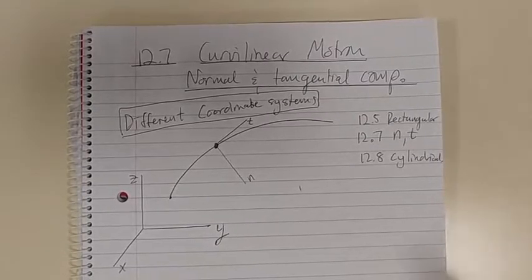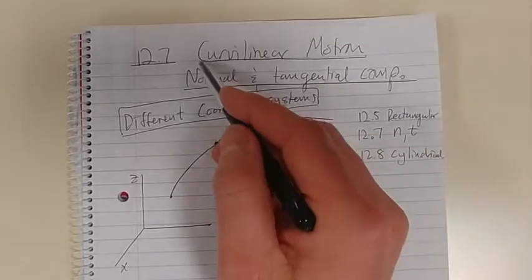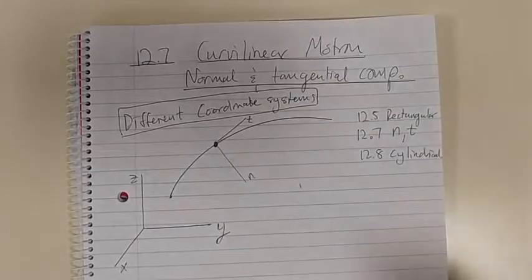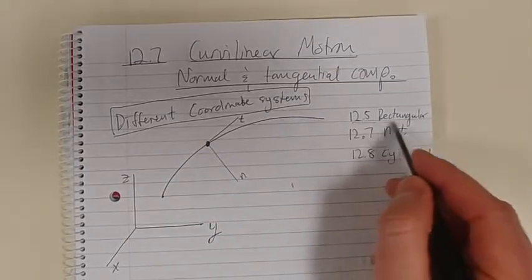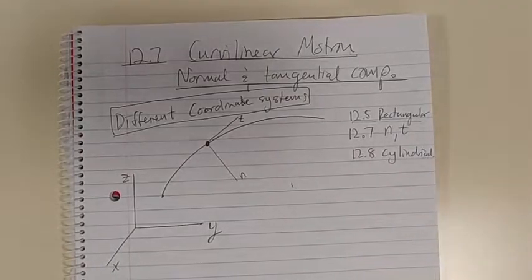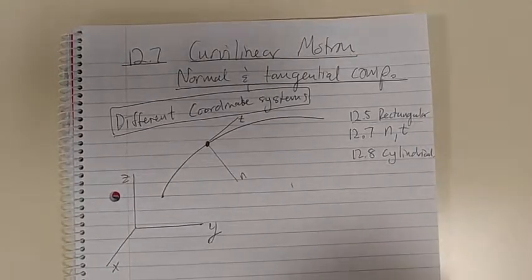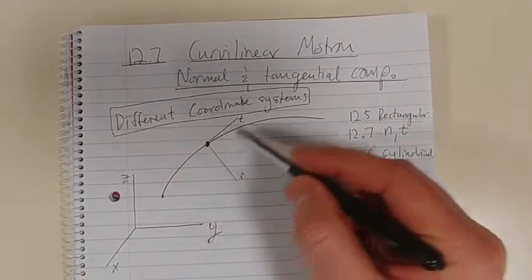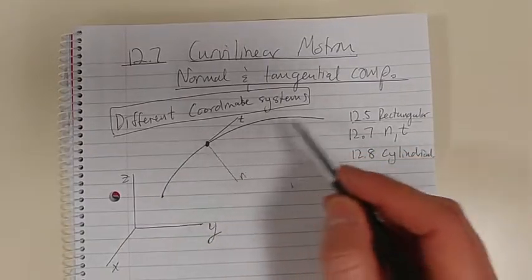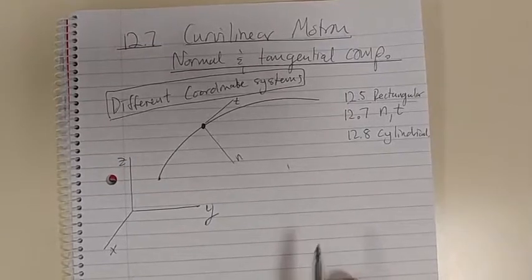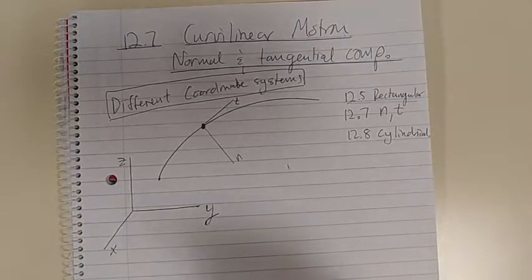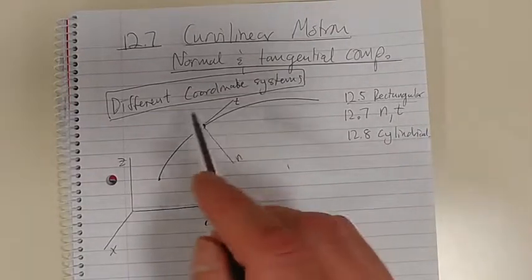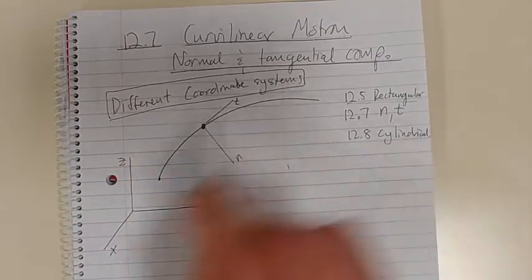Let's take a step back and consider curvilinear motion. In the previous section, 12.5, we were looking at rectangular components. A particle is moving in some kind of curve. The idea you need to pick up here is that, based on the type of problem and the type of information we have, we can use different coordinate systems. That's why I wrote it down there, different coordinate systems.